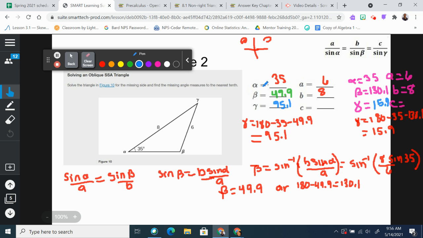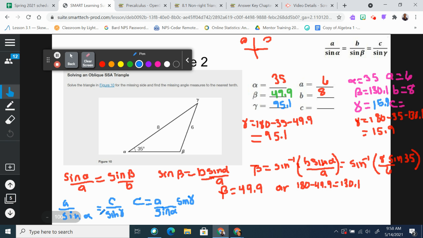So again, I like to use the ratio that contains A and sine alpha because that was our original information. And then I set it equal to C over sine gamma to find that missing side. And since C is on the top and I'm interested in that, I'm not going to worry about taking a reciprocal in this case. So I'm going to go ahead and set up the ratios and solve for C for both of my triangles.